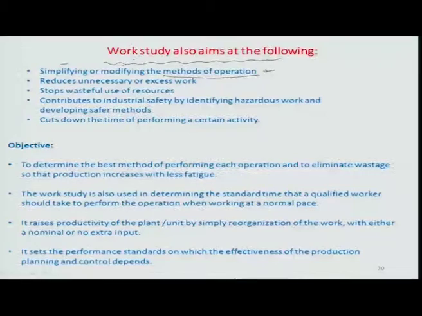And if that can happen, only then you can get very good compliance to standards or very few attitude issues which otherwise should not come into any production process. And therefore, simplifying and modifying methods of operations is the first step to go ahead with if we talk about work study. It reduces the unnecessary or excess work. I think I have emphasized this enough, need not spend more time on it. And then it stops the wasteful use of resources.